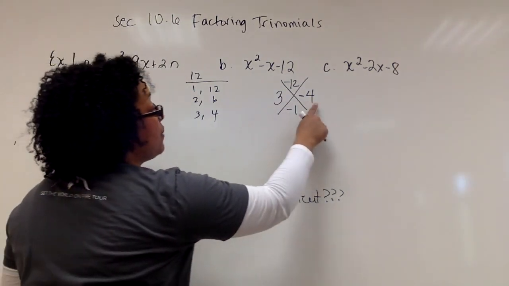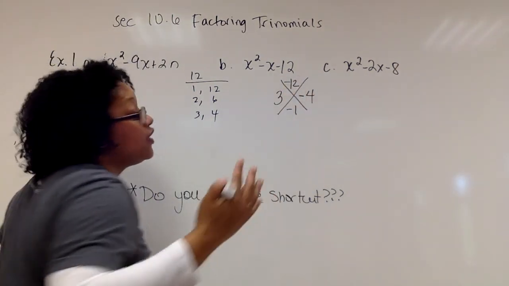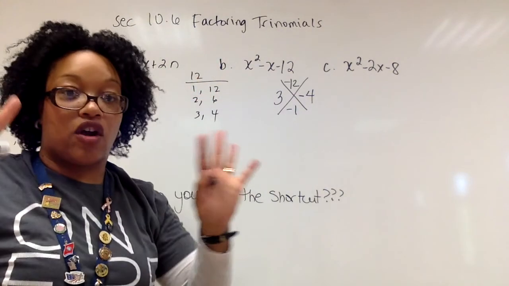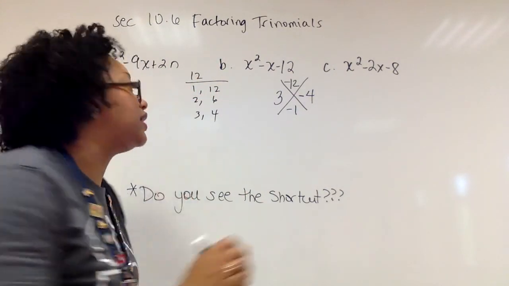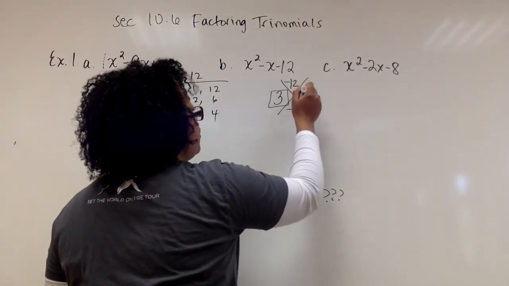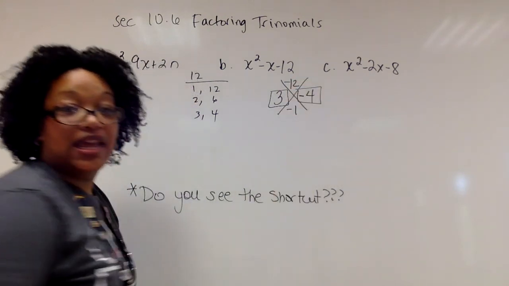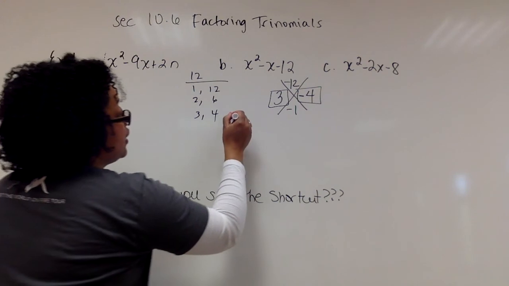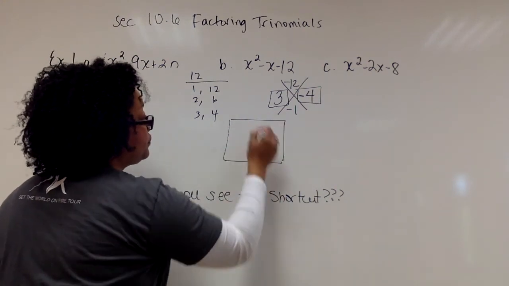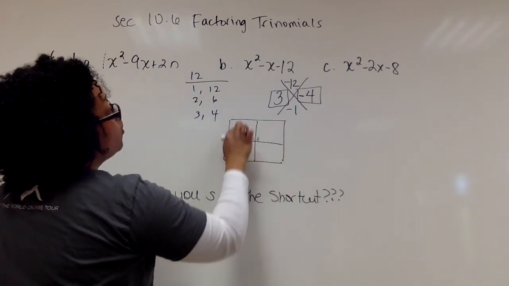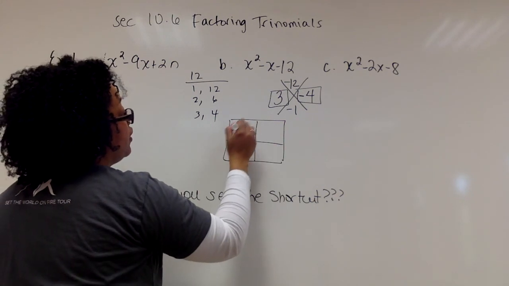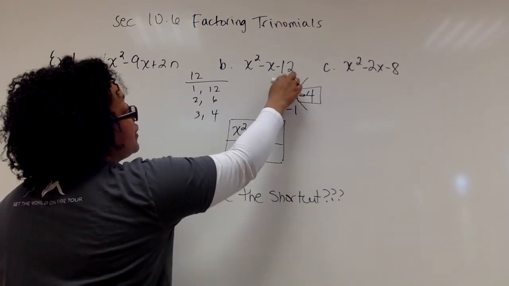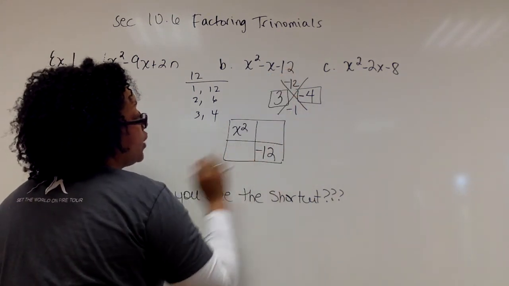I know that 3 times -4 is -12, so my magic X is complete. My two numbers that I found were +3 and -4. So now let's get to the box. Get your 2 by 2. First corner gets the first term. Bottom corner gets the last term, -12.